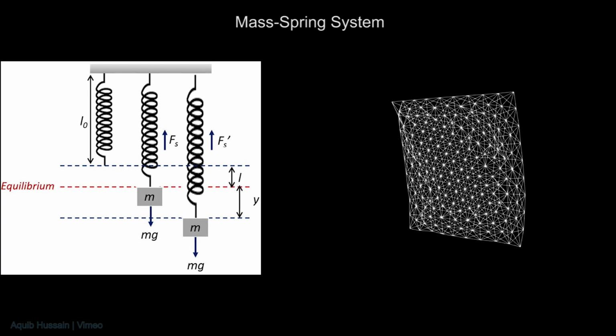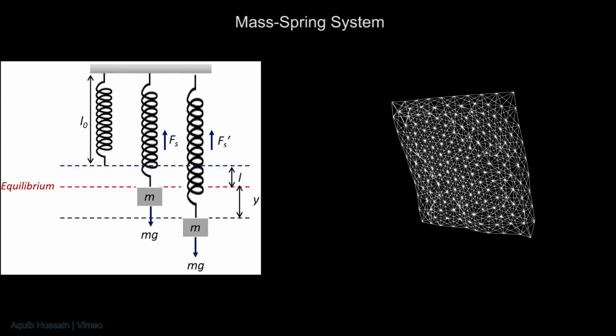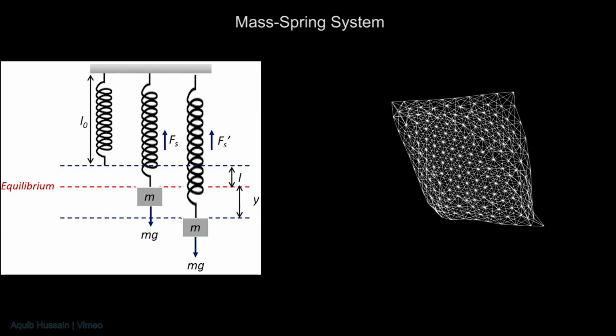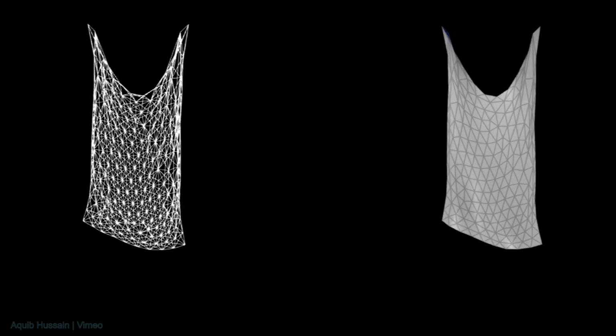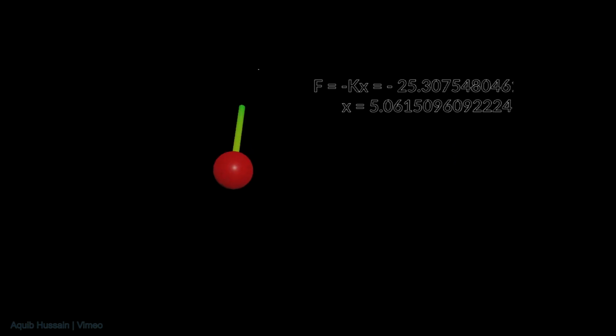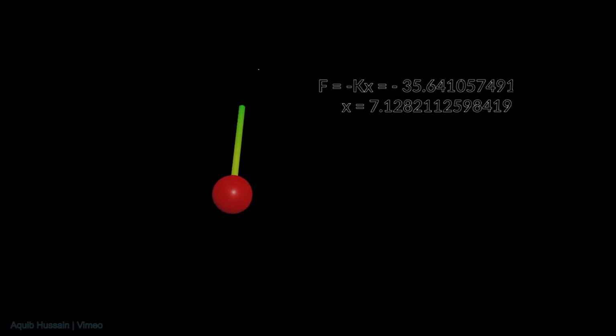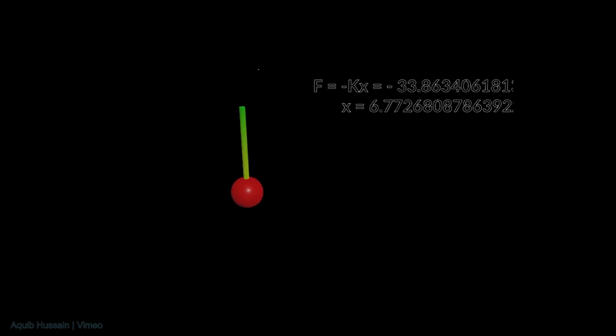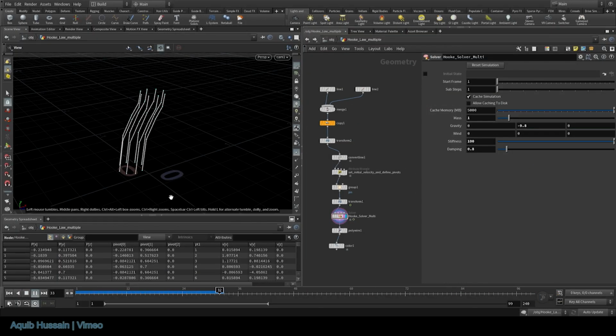The mass spring system models the cloth as a collection of particles connected by springs. When a force is applied to the cloth, such as gravity pulling, these springs deform, and the particles move accordingly. Hooke's law is used to determine the amount of deformation produced in the cloth when a force is applied. The stiffness of the springs connecting the particles is determined by the material's physical properties, such as its elasticity and Young's modulus. Let's take a look into how this can be done in Houdini.